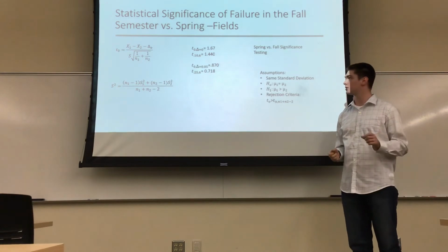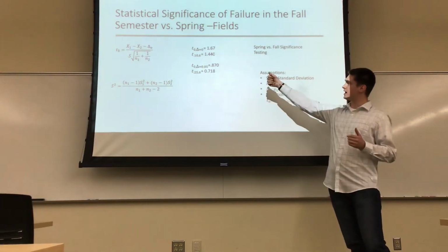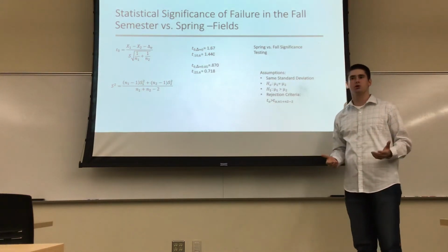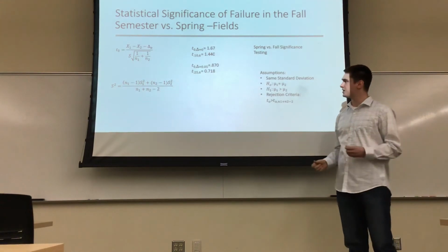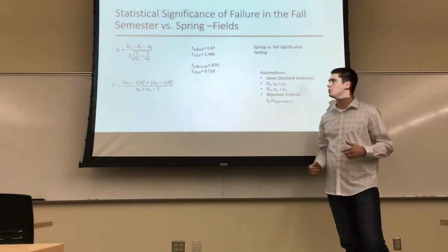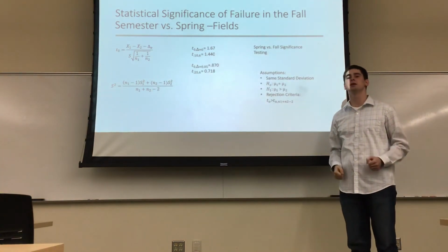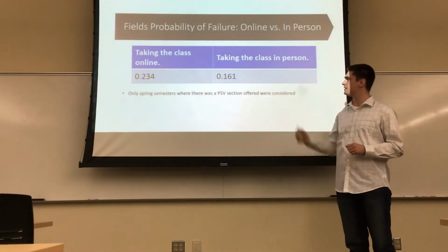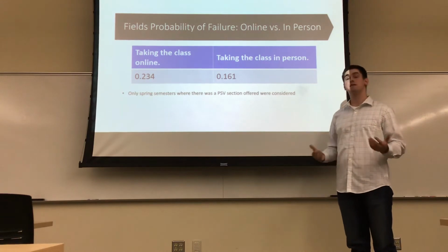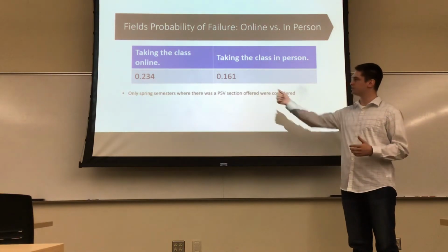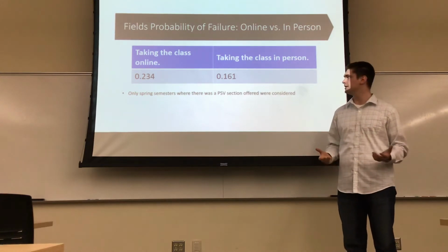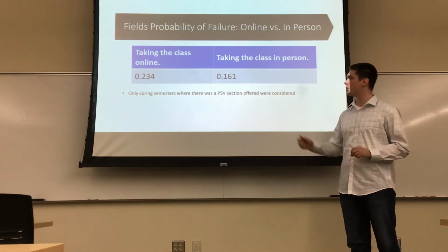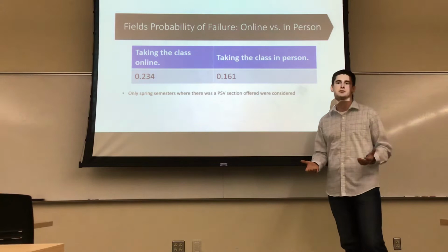So using the equation in the top left corner, first I did it with assuming that the delta would be 0 or 0%. And with that, we had a 90% confidence interval that the fail rate in the spring would be greater than that of the fall. And changing the delta to 5%, we had a 75% confidence interval that the fail rate of the spring would be greater than that of the fall. And then moving on really quick to the online versus in person, we had a very significant change. So we had 23% fail rate for people taking it online versus 16% taking it in person, which was quite significant. But we do have to note that only a spring section online course was offered.